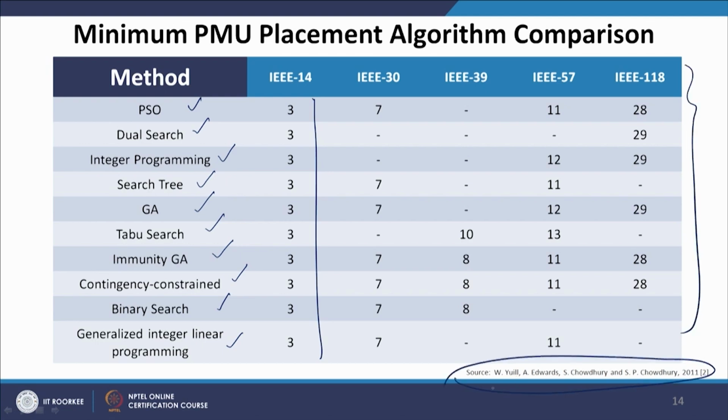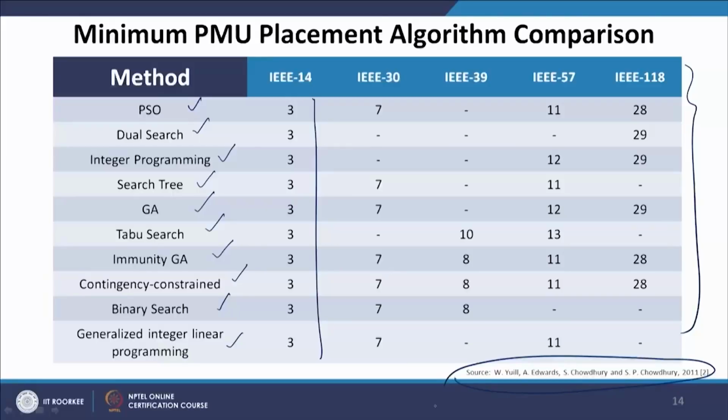This table, which you can find in a very important reference, is from the article published by Will Edwards, Chowdhury and S. P. Chowdhury in 2011. They have done a wonderful piece of work where they compared most of these algorithms, and for each bus system they identified the minimum PMUs required. That can help researchers and learners understand which algorithm is the best among all. There is no concrete outcome, but as a whole we can clearly see from this representation which method needs to be appreciated or considered.